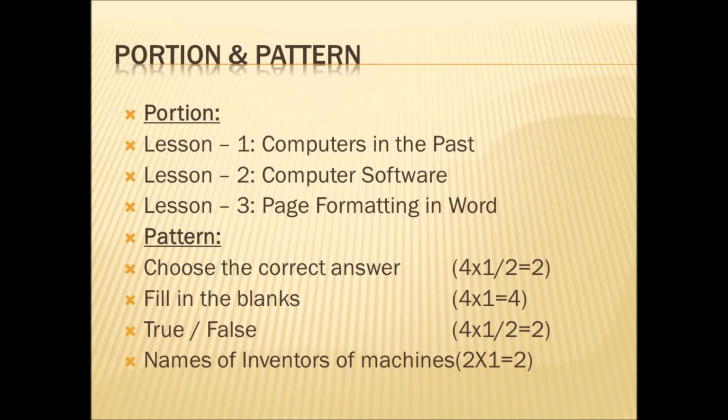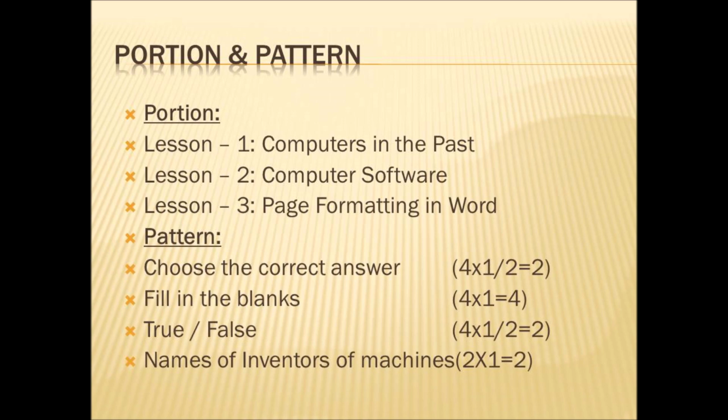Today we are going to revise for our half-yearly examination. The portion for your half-yearly examination is Lesson 1, Computers in the Past, Lesson 2, Computer Software, and Lesson 3, Page Formatting in Word. I'll repeat: Lesson 1, Computers in the Past, Lesson 2, Computer Software, and Lesson 3, Page Formatting in Word. The pattern is you will be having choose the correct answer, fill in the blanks, true or false, and names of inventors of machines.